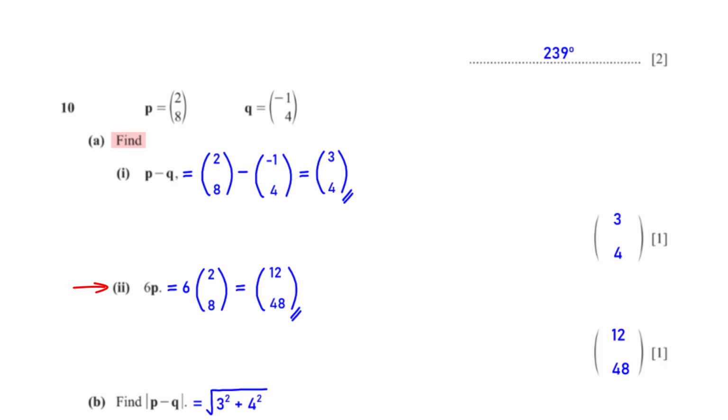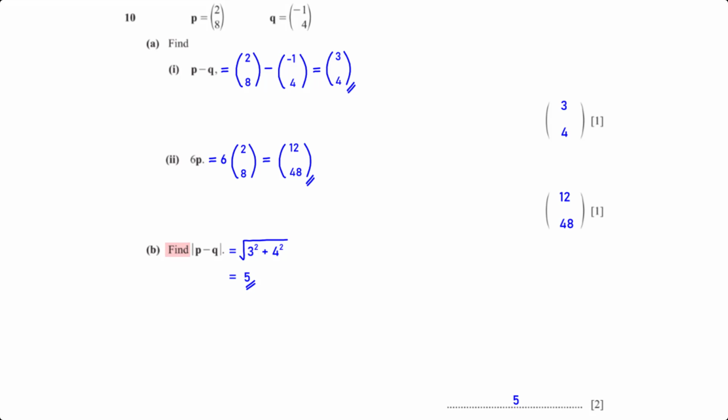Find 6P. Vector P is (2, 8). So to get the resulting vector, we multiply each element in the vector by 6. So 6 times 2 is 12 and 6 times 8 is 48. So we have (12, 48).